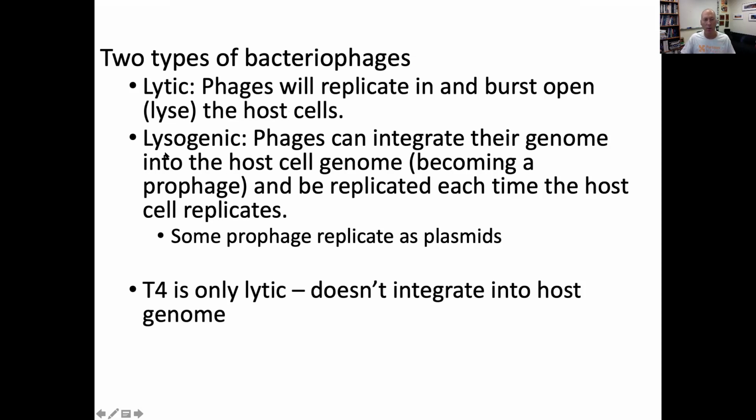But there are also what we call lysogenic phage. And lysogenic phage actually can integrate into the genome of the host cell and sort of go dormant so that they're basically replicating with their host cell. To a certain extent, this is what a retrovirus like HIV does as part of its life cycle. It integrates into the chromosome. Some prophages don't even integrate into the genome. They actually replicate as plasmids.